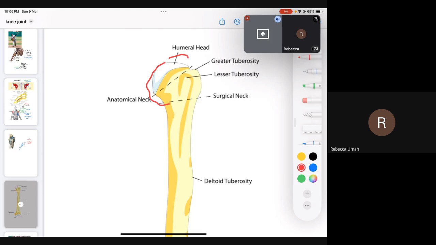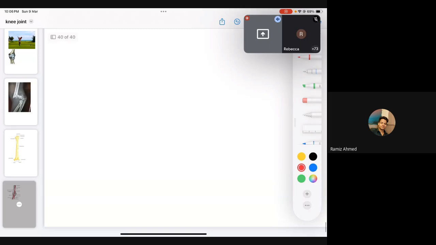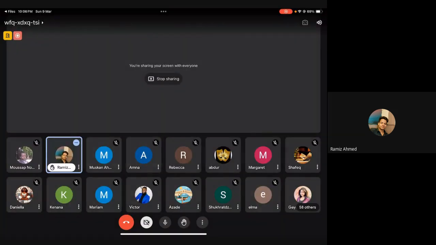Okay, so let's discuss our brachial plexus now, right? Just give me a second. Yes, please, just give me a second.